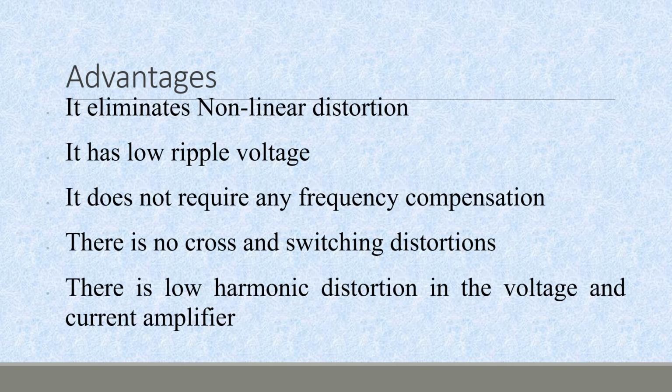Let us see the advantages of Class A amplifier. This Class A amplifier eliminates non-linear distortion. It has low ripple voltage. It does not require any frequency compensation. There is no crossover and switching distortion. There is no harmonic distortion in the voltage and current amplifier. So these all are the advantages, and that's why Class A amplifier is quite used.